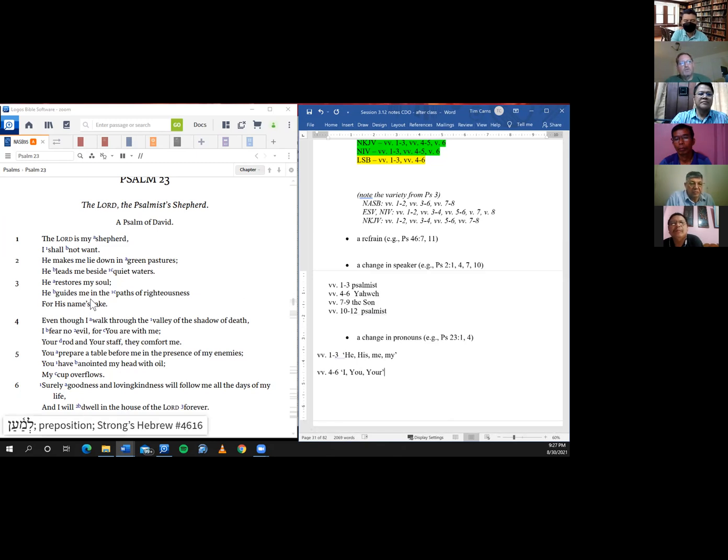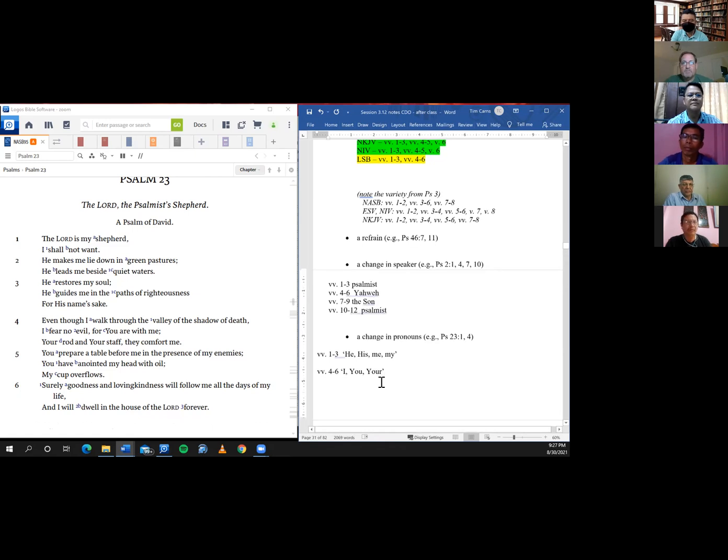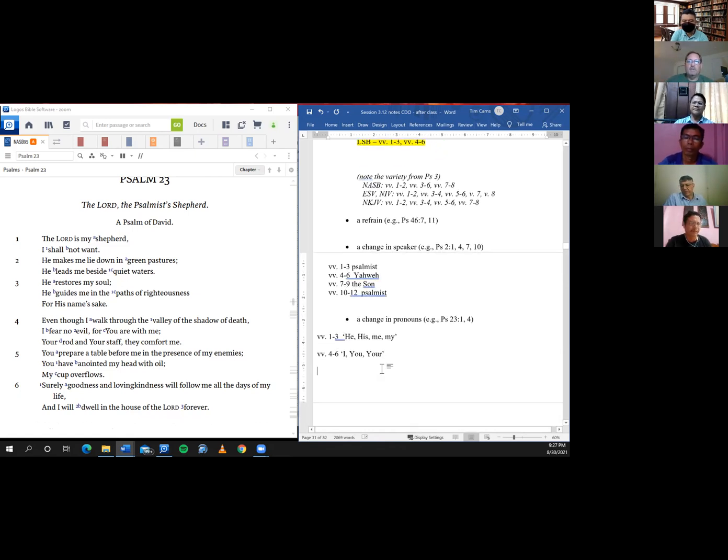And notice, again, the New American Standard picks up on that. It has verses 1 to 3, a space, then verses 4 to 6. And it makes sense here. Verses 1 to 3, he's describing how God guides his sheep. And then verses 4 to 6, how he protects and provides for his sheep. Okay? So look for, sometimes there's a change in pronouns. All right, that can be a clue.